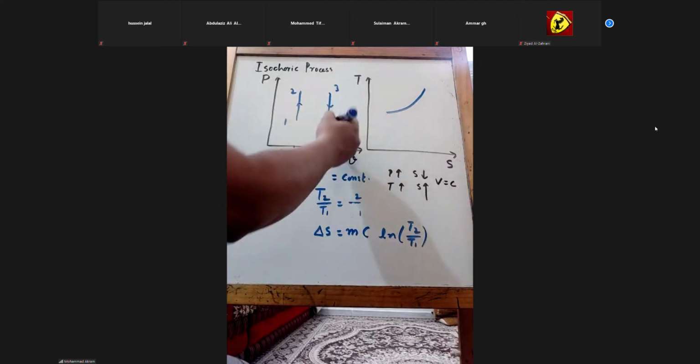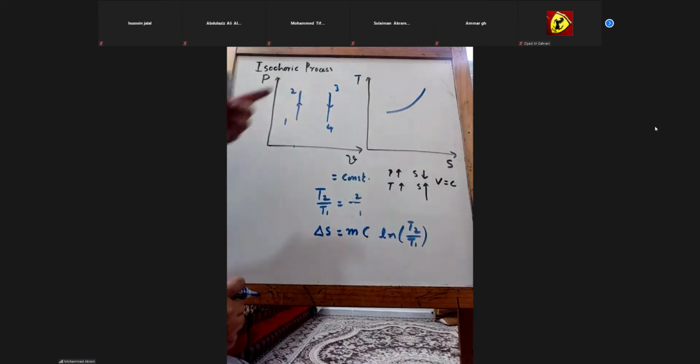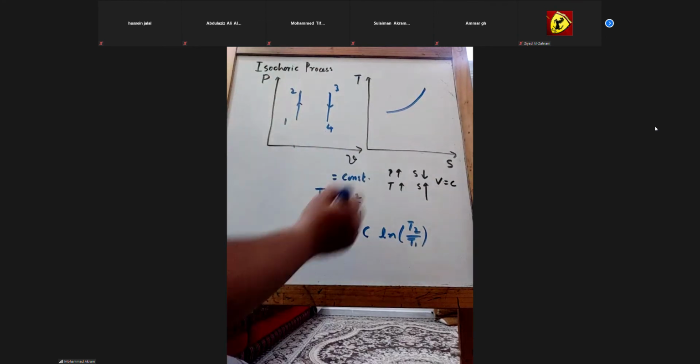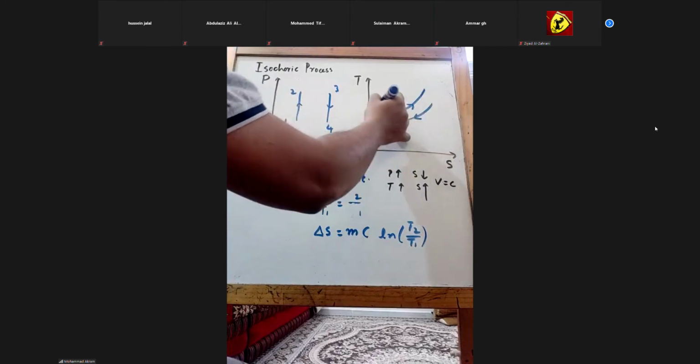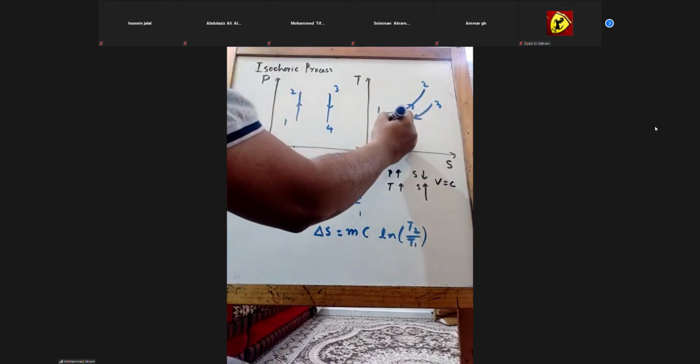3 to 4, pressure is decreasing, cooling process. So with decrease in pressure, entropy should have increased, or with cooling, the entropy should have decreased. But in effect, it will decrease. 1 to 2 and 3 to 4.